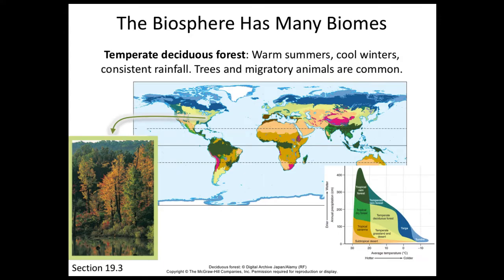Our next biome is the temperate deciduous forest. Temperate deciduous forest is characterized by warm summers, cool winters, and consistent rainfall. Trees and migratory animals are very common. Usually it's those migratory animals that came south for the winter from the taiga in the northern regions of the planet.